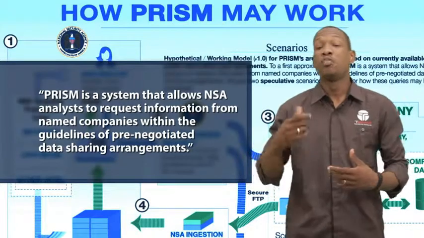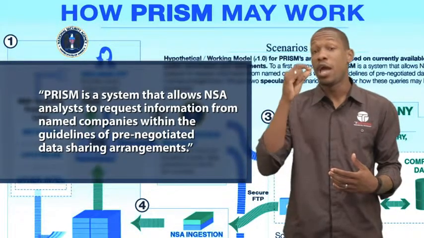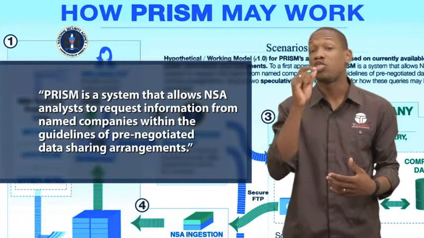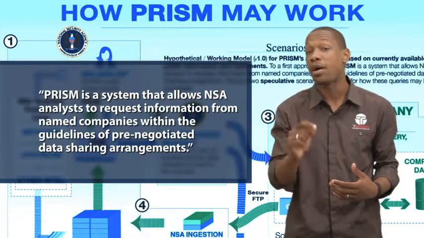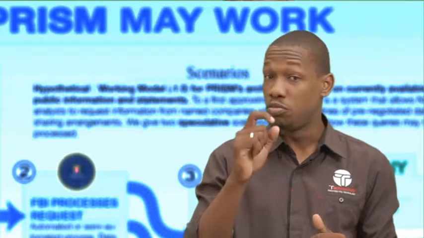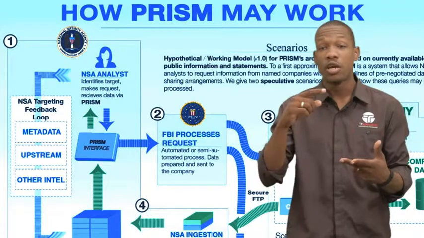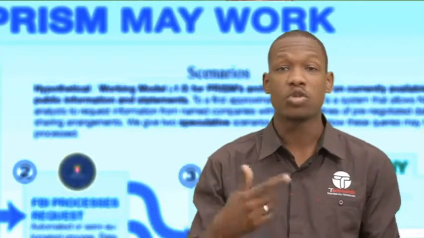What is Prism? Prism is alleged to have been a clandestine surveillance program started under George Bush in 2001 and continued under the Obama administration. What it does, it is supposed to collect real-time data across emails, electronic media, and communication. So that's cell phone calls, emails, Facebook, Twitter.